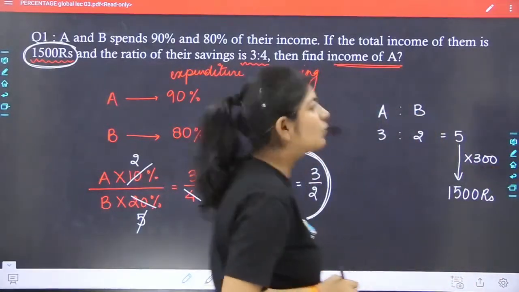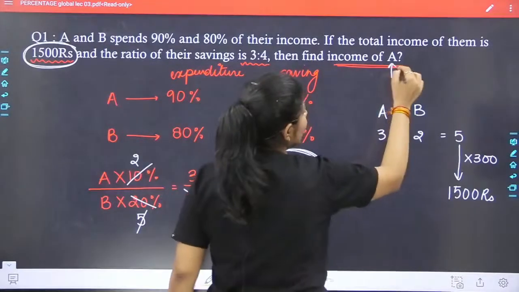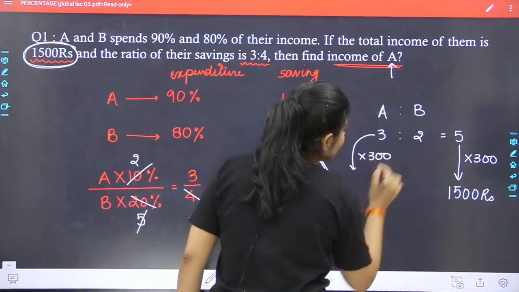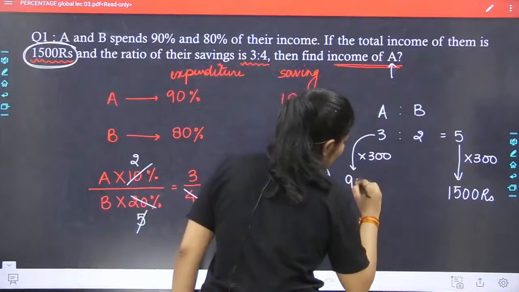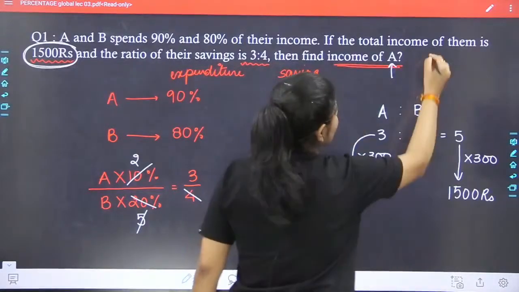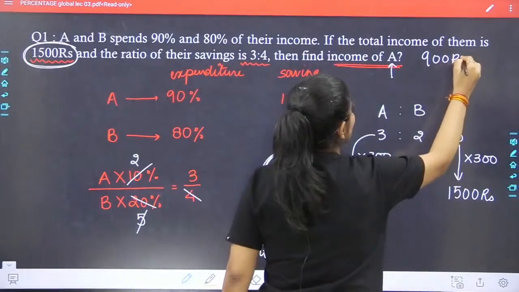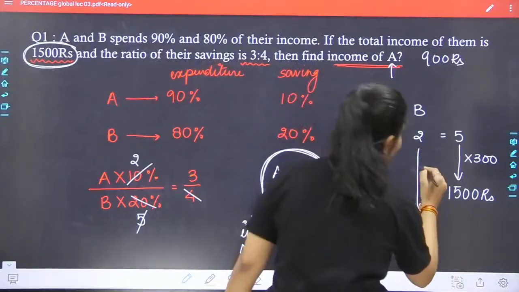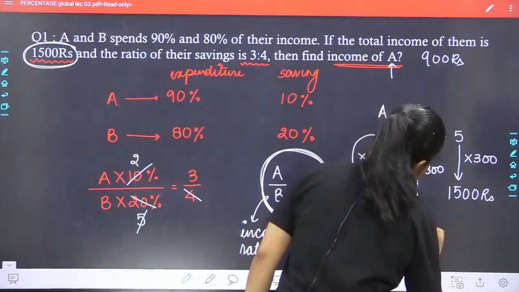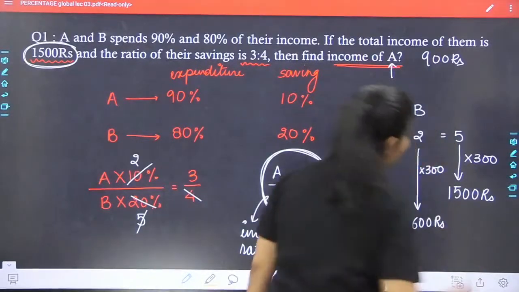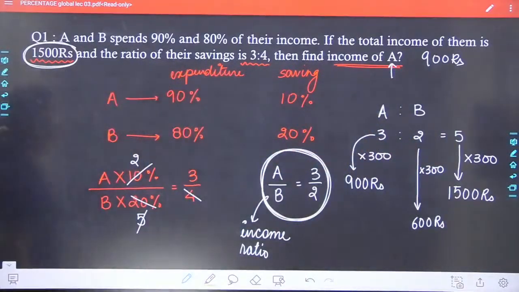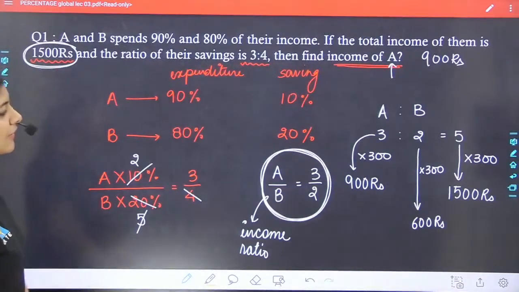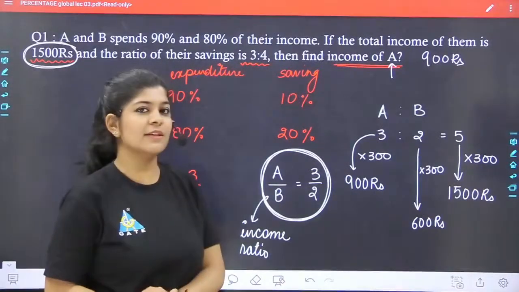Now we have to find out the income of A. That means we have to multiply this term by 300 so that we can get the income of A, and that is equal to 900 rupees. If we calculate the income of B as well, then that is equal to 600 rupees. Is it clear to everyone how we calculated the income of A as well as B in this question?